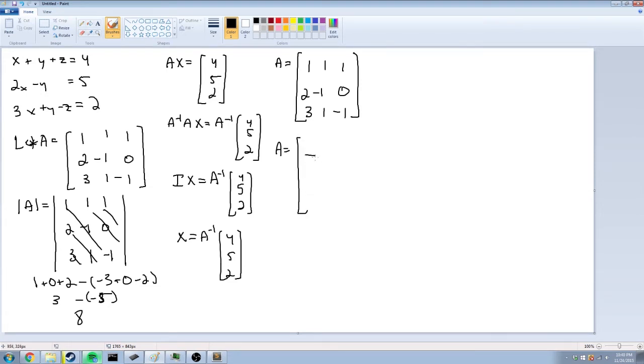So for this first position right here, we would look at the 1 right here, and then we would cross out its row and cross out its column. Then you're left with this matrix right here. So then you just find the determinant of that, which is negative 1 times negative 1 is 1, and this is 0, because 1 times 0 is 0. So it would just be 1. So I would just write 1 here.